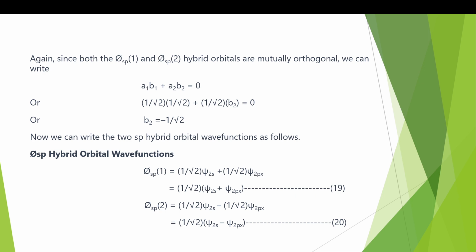Since both psi sp1 and psi sp2 are mutually orthogonal, we took the values of a1, b1, a2, and we get b2 equal to minus 1 over under root 2. Because we have evaluated all the four coefficients a1, a2, b1, b2, we can now write the equation for sp hybrid orbital wave functions as equation 19 and 20.